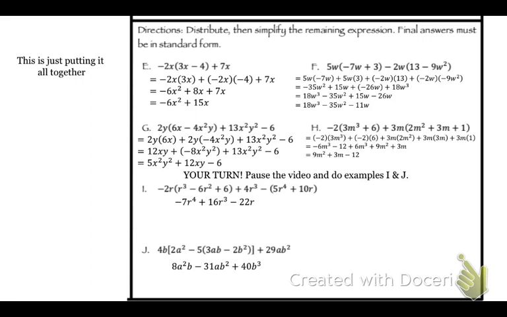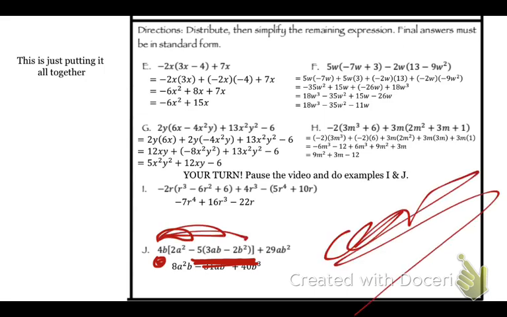You can do I and J. Those are the answers you should get. Be careful on this one. Distribute this part first, and then distribute this part. Okay, and then combine. That's supposed to say combine, sorry.